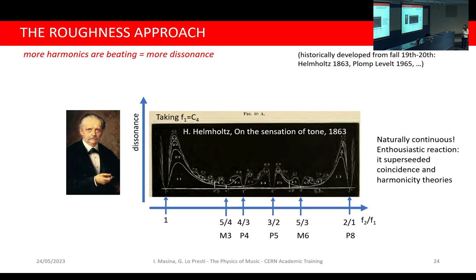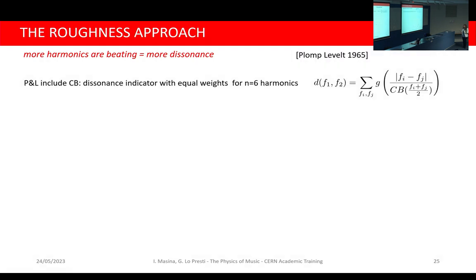Now, here is Helmholtz, and this is the picture that he did in his very famous work in 1863. So look, here is dissonance. This is a dissonance indicator originally, which is, however, naturally continuous. So it met an enthusiastic reaction, and this kind of view superseded the coincidence and harmonicity theories, which were seen as quite old, let's say. They had all the problems that I mentioned. There was no one which rendered them continuous before Helmholtz, at least as far as I know.